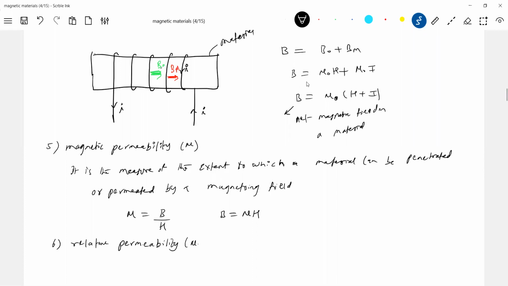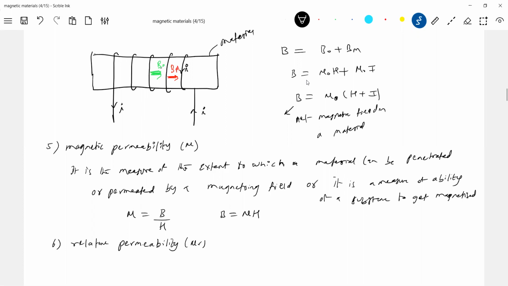Relative permeability, mu r. First, what is permeability? Permeability is a measure of the ability of a substance to get magnetized. Very first question: the substance which I'm going to put in a solenoid, will it get magnetized or not? I should know, no? Will it get magnetized, or how much will it get magnetized? All that will determine the permeability.